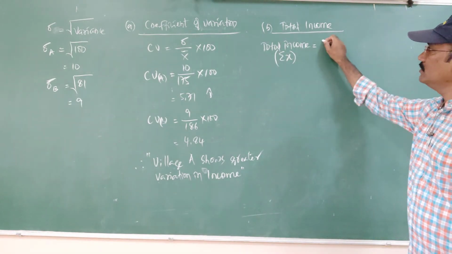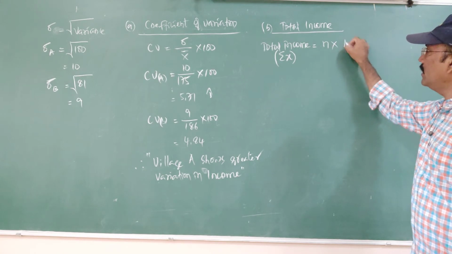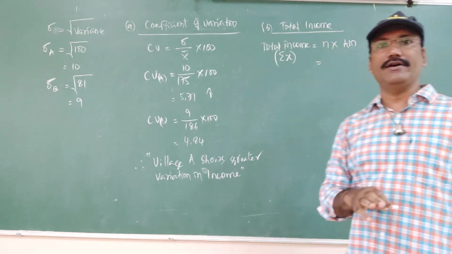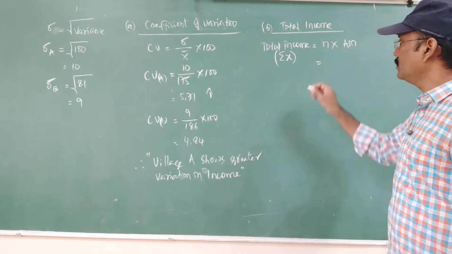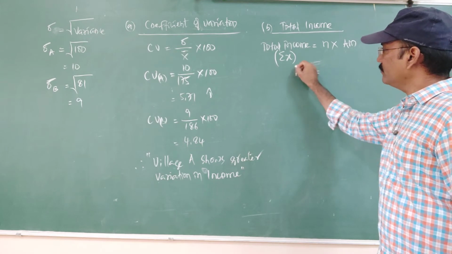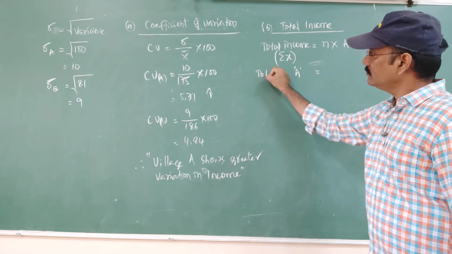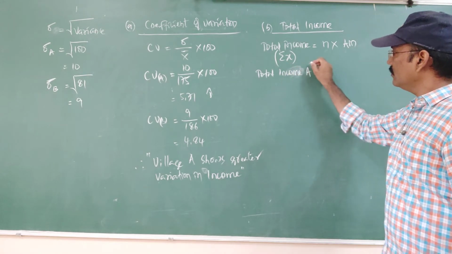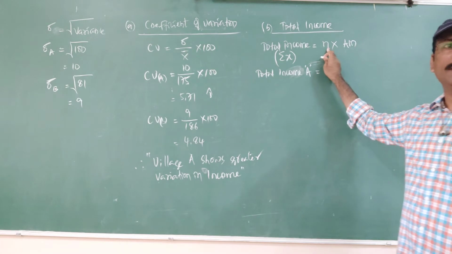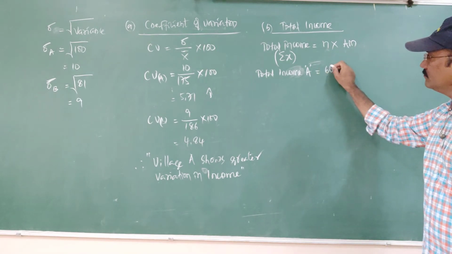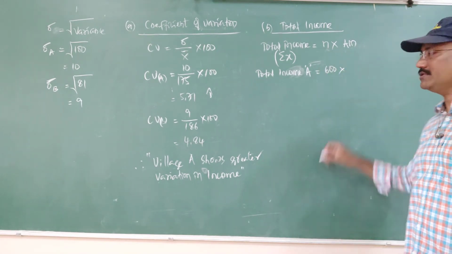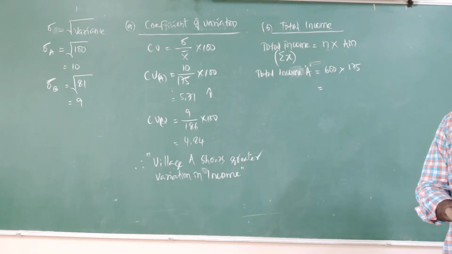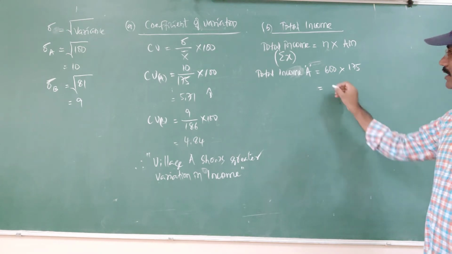So what you have to do now? N into arithmetic mean. What is n into arithmetic mean? N means number of items given in the problem, right? First I will do village A, total income of A. What is n? Number of people. How much? 600. Into what is the arithmetic mean for first? 175. Multiply these two. 600 into 175, you will get 1,05,000.